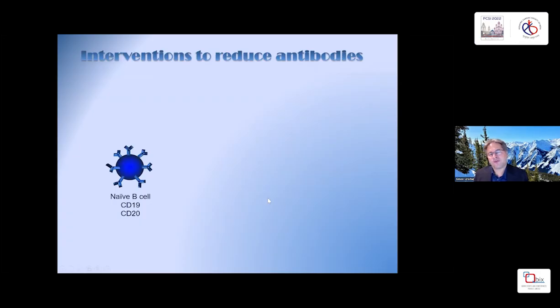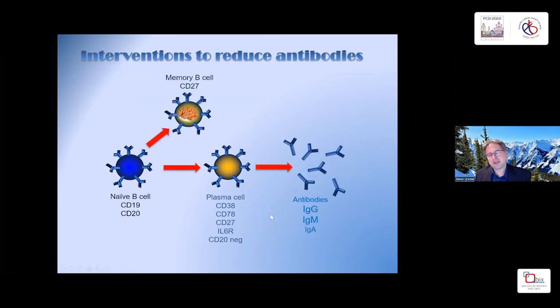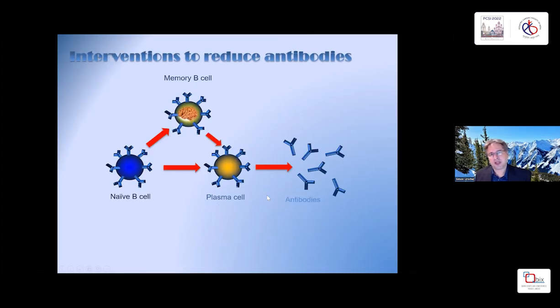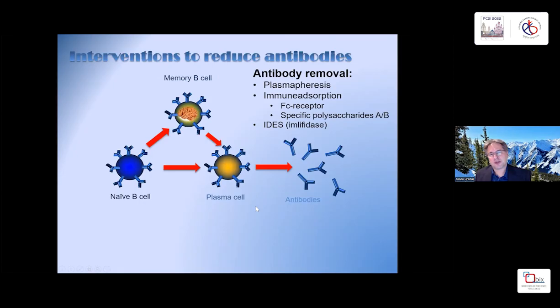If we are finding antibodies, then we have to think about treating the B cells. And I'm just showing this to remind you that B cells express CD20, but the plasma cells that actually produce the antibodies do not. And then they produce the antibodies, and at the same time, you have memory response to reactivate at a later time point. So what are the approaches you can use? You can remove the antibodies by plasmapheresis or immune absorption.